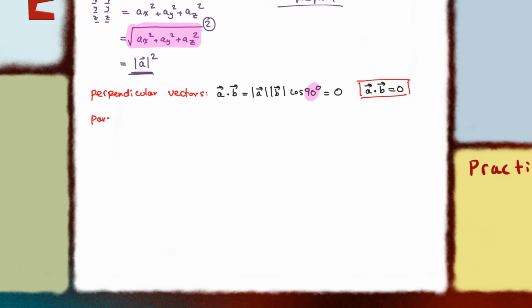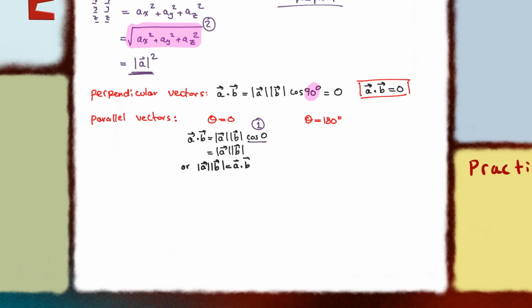For parallel vectors, the angle between two vectors can either be 0 or it can be 180 degrees. When the angle is 0, the dot product is going to equal the magnitude of vector a times magnitude of vector b times cosine of 0. Cosine of 0 is equal to 1, and therefore that means that the magnitude of a times magnitude of b equals the dot product of vectors a and b.